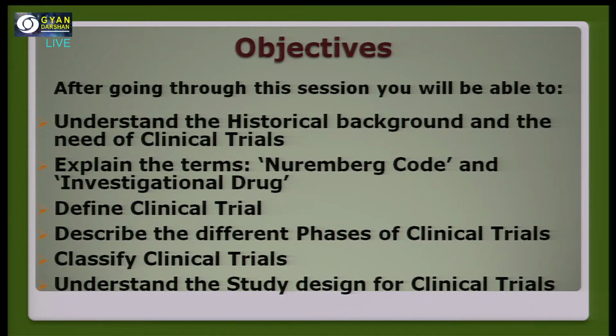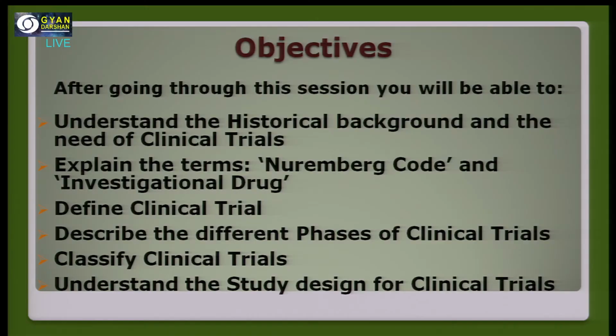The objectives of today's session are: what is a clinical trial, what is the historical background of clinical trials, and what is the need of clinical trials. Today we are going to see some terms such as the Nuremberg Code, what does it mean, what are investigational drugs, how we can define a clinical trial, and how we can describe the different phases of clinical trials. Also, we are going to see how we can classify the various phases of clinical trials, and also we will be understanding the study design for clinical trials. So let us begin one by one.